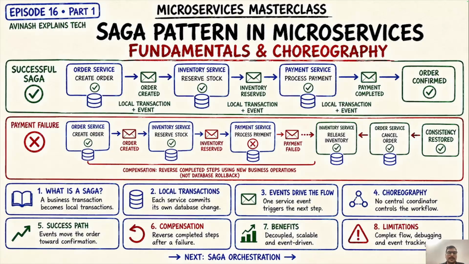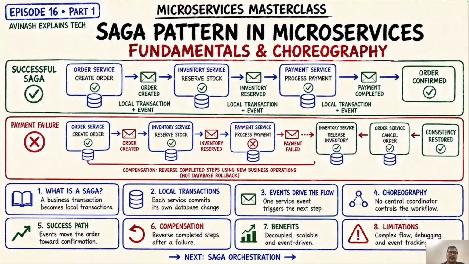The order created event triggers inventory reservation. The inventory reserved event triggers payment processing, and payment completed confirms the order. If payment fails, new business operations release the inventory and cancel the order. These are called compensating transactions. Choreography is decentralized, scalable, and loosely coupled. But as the workflow grows, debugging, event tracking, and understanding the complete flow become more difficult.